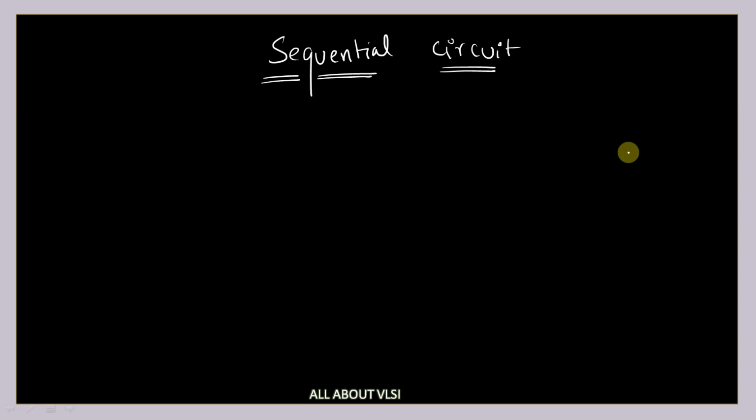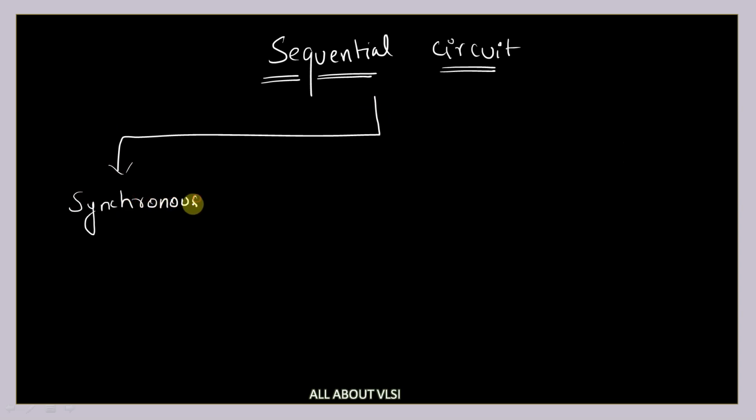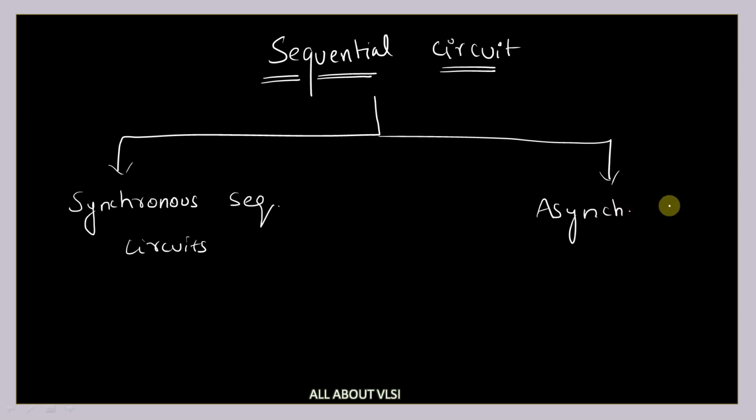Whereas in the case of sequential circuits, you have a memory element so that you can remember your past inputs also. Your output is dependent upon the past inputs as well as the present inputs. So basically, the sequential circuits are divided into two types. One is synchronous sequential circuits, and the other is known as asynchronous sequential circuits.